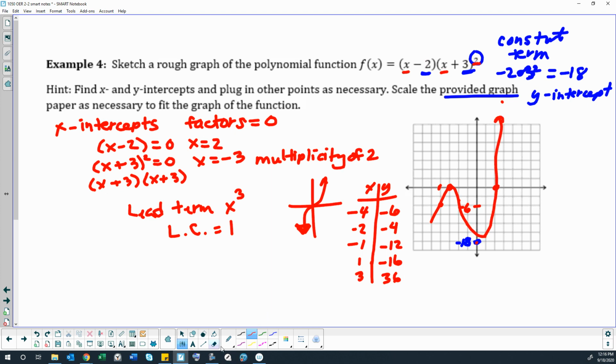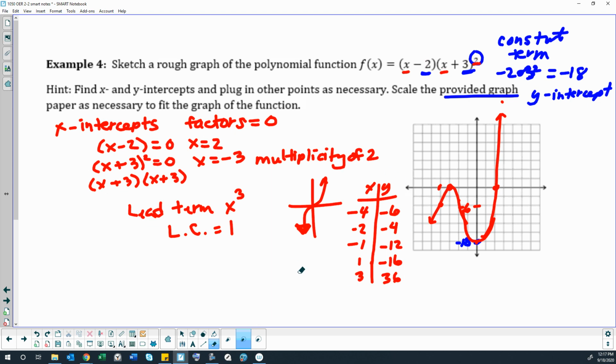That should not be all curvy like that at the end. That's better. Okay. So I kind of had it figured out right, just because of the multiplicity of 2 at that point and the multiplicity of 1 at this point. It crosses through here. It goes through the y-intercept. I missed the y-intercept, didn't I? There, that's better. So you put all the little pieces together.